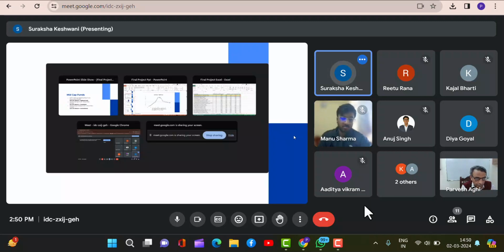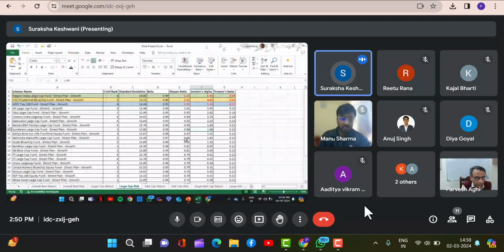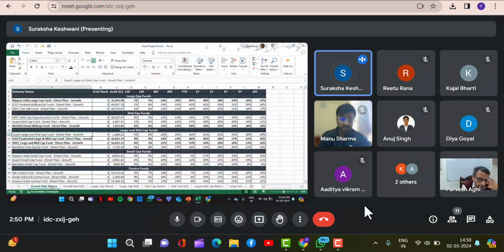So a little bit on our Excel to understand it better. Between these three also, Motilal has performed the best. We have considered these because we want the return in the 10-year period the highest. So Motilal is performing the best in the 10-year period.